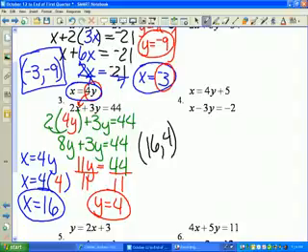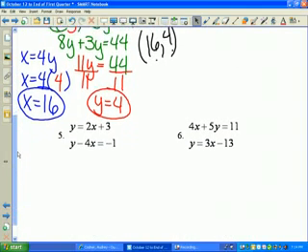Be careful. Even though I found y first, that y equals 4, that's still my y. So when I put it in as an ordered pair, it's going to be 16 comma 4, not 4 comma 16. Okay?